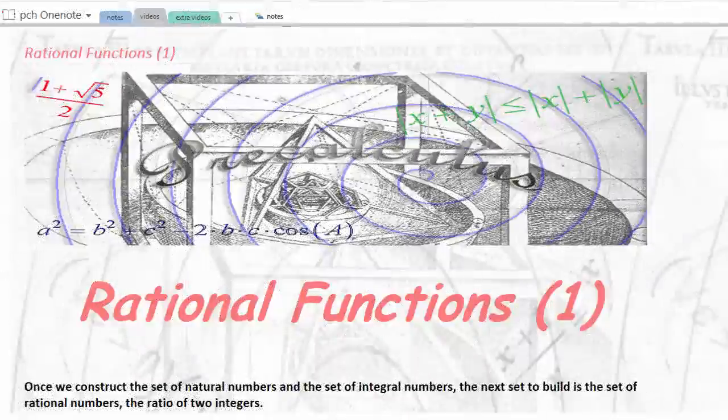In this video, we're going to learn about rational functions. A rational function is to a polynomial what a rational number is to an integer. A rational number is the ratio of two integers. A rational function is the ratio of two polynomials.